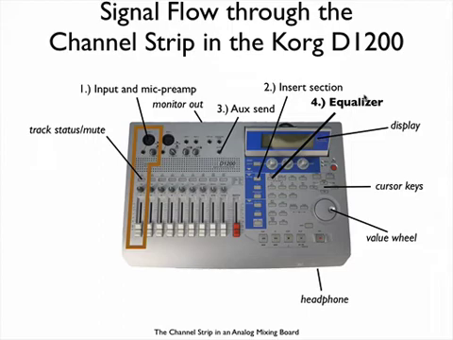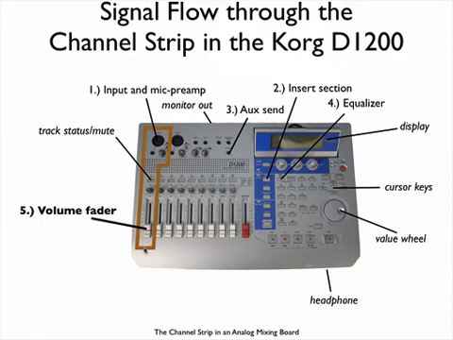The cursor keys and the value wheel are used to select the desired EQ band, low, high, and mid, and the particular gain for a selected band. This equalizer button is actually multi-use and controls other functions as well, such as soloing a particular channel, for example. The volume fader amplifies or attenuates the channel's output signal.